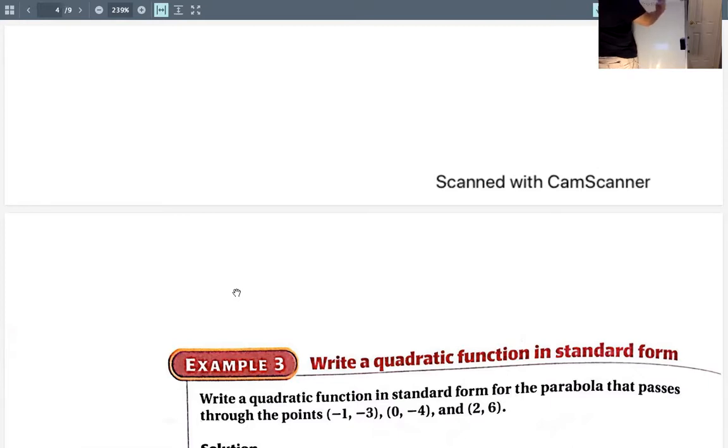You could already say you already know what C is, though, right? Just from looking. Look, they gave you 0, -4. They gave you the y-intercept. They sure did.